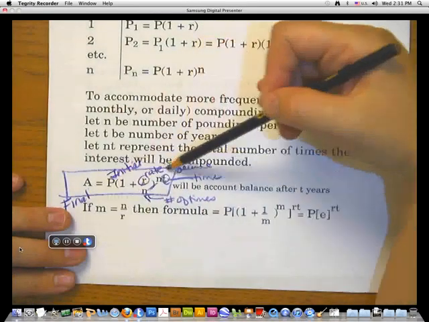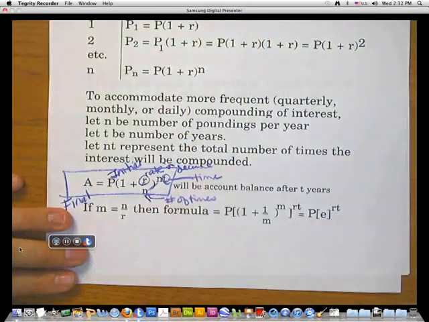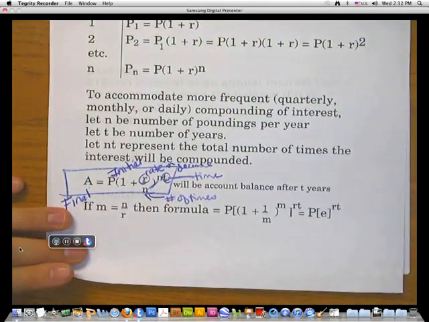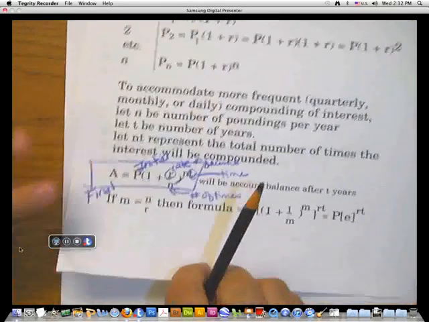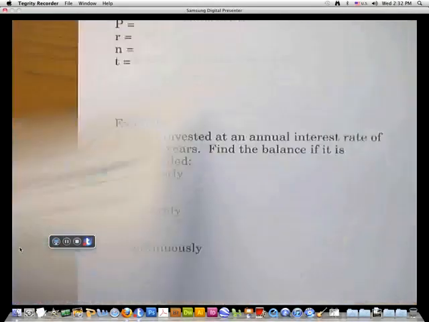So as long as you know your components and you know your formula, and yes, you'll have to know your formula. It will not be given to you. You do need to memorize it. And we're just going to do a few examples using this formula.